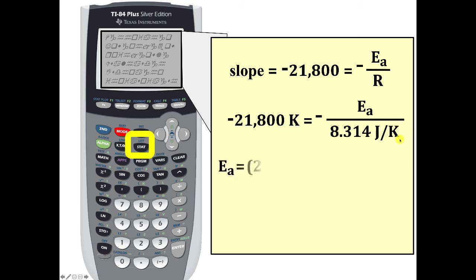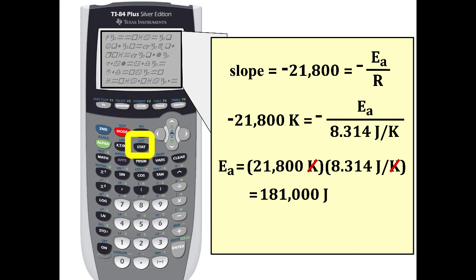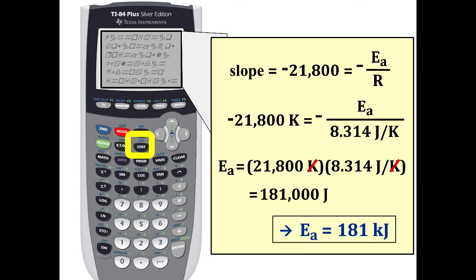Notice the Kelvins are going to end up canceling now. When you solve for E sub A, you get rid of the negative signs, and you also cancel out the Kelvin. That ends up giving you 181,000 joules. And this is pretty typical. Typically, activation energies are tens to hundreds of thousands of joules. And since they're big enough in joules, it's pretty conventional to convert them to kilojoules. So this would be reported as activation energy of 181 kilojoules.